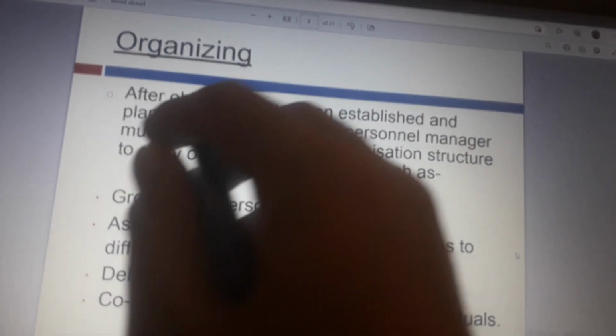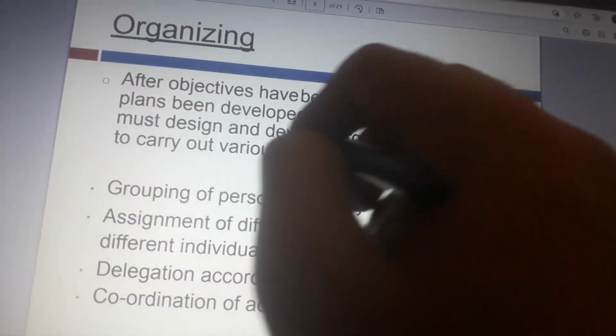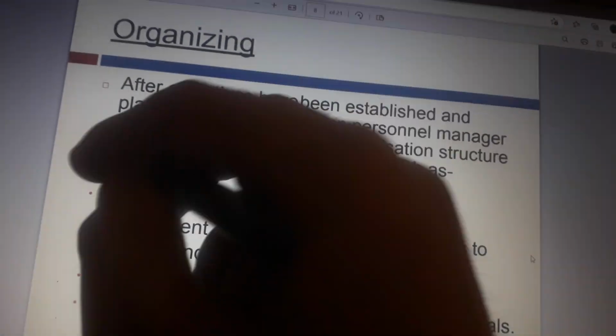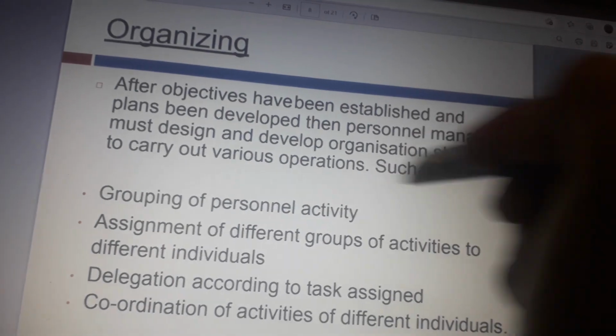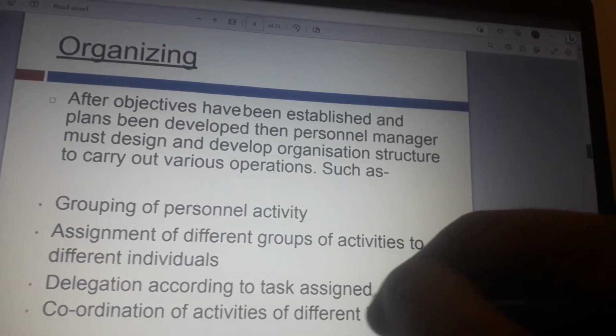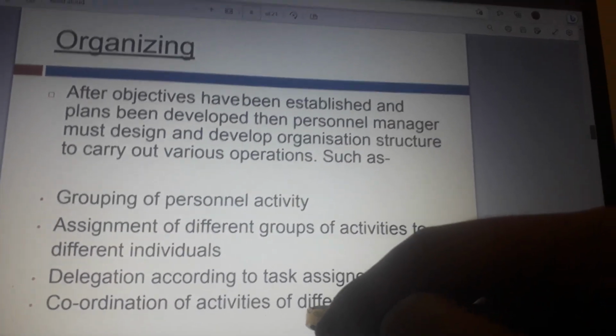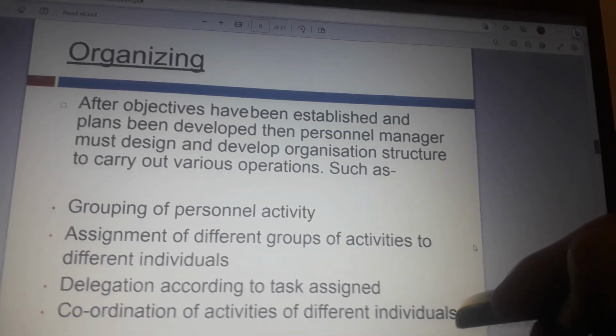Organizing. After objectives have been established and plans have been developed, the personnel manager must design and develop an organization structure to carry out the various operations, such as grouping of personnel activity, delegation according to task assigned, and coordination of activities of different individuals.